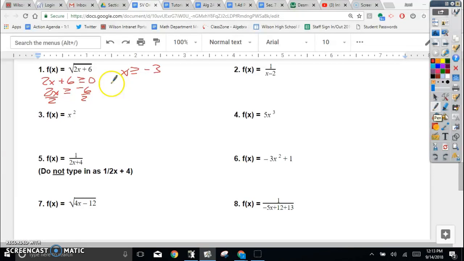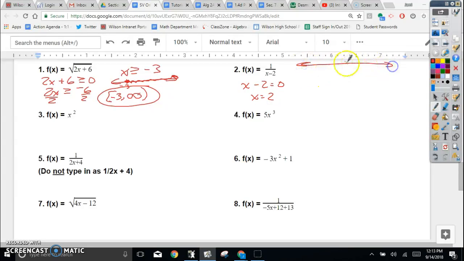So if we put that on a number line, we're at negative 3, closed circle, bigger than that. So we have a bracket, negative 3, positive infinity. Number 1's finished. Can't divide by 0, so x minus 2 equals 0 only at the x value of 2. So again, we have a hole on the number line at 2, but everything else works. So we start at negative infinity, go up to 2, take back up to 2, and go to infinity.